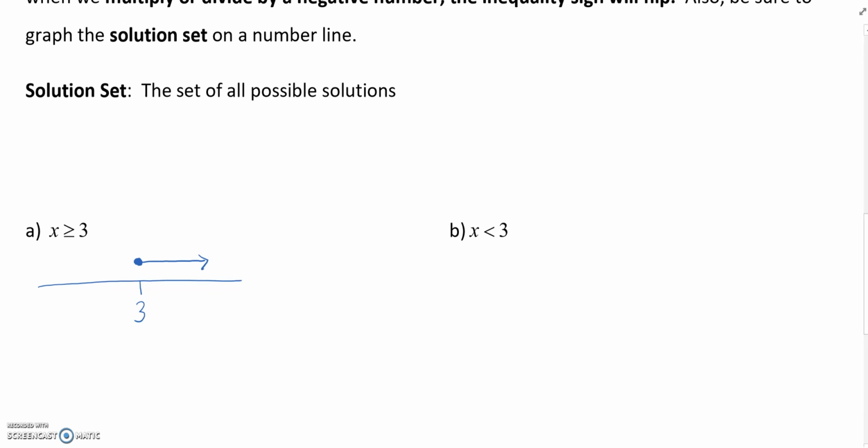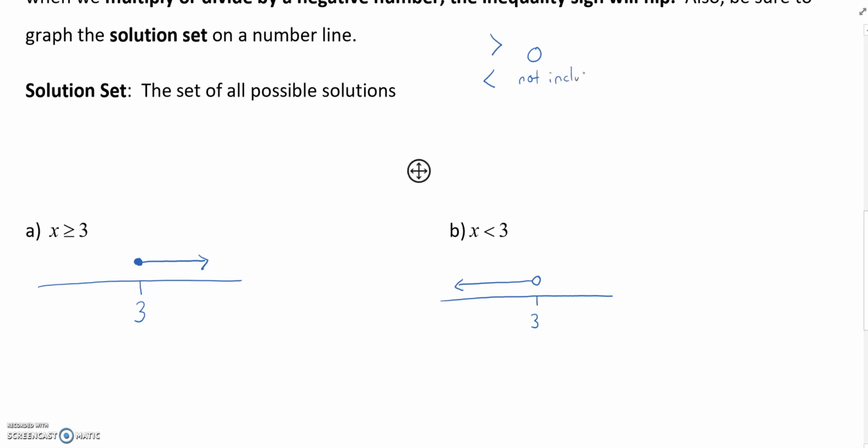Taking a look at example B, this reads x is less than 3. If I draw the number line for that, 3 is plotted in the same place, but now less than 3, my arrow is going in this direction, and notice also I left an open dot. Open dot means that 3 is not included. There's no or equal sign there. That symbol is not there. So for greater than or less than, we use an open dot because it's not included.